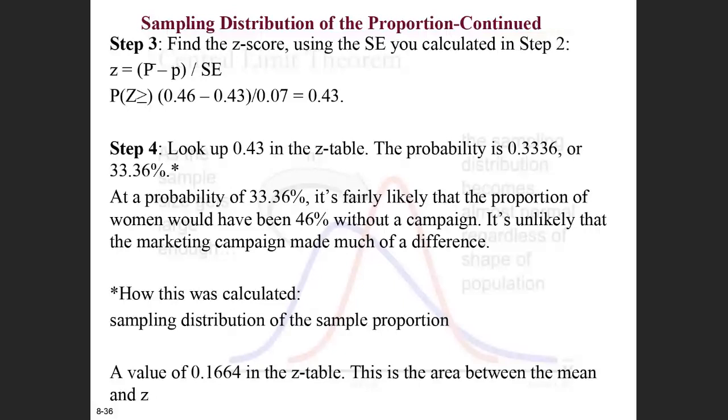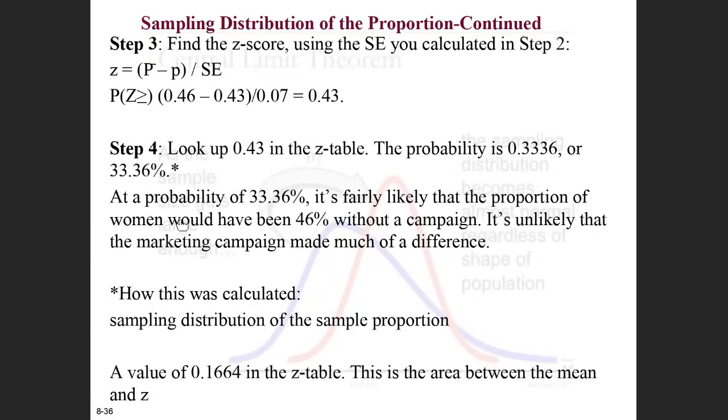All right. So step 3, you find the Z score using the standard error you calculated in step 2. Z equals capital P bar minus P divided by the standard error. You get 0.46 minus 0.43 divided by 0.07 equals 0.43. The next step is you look up 0.43 in the Z table. The probability is 0.3336 or 33.36%.